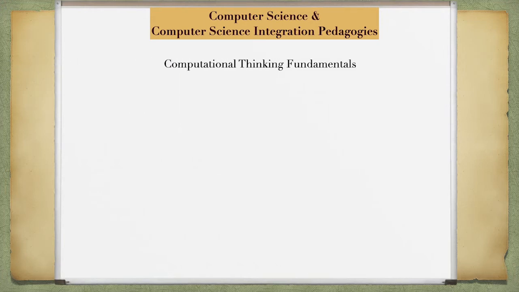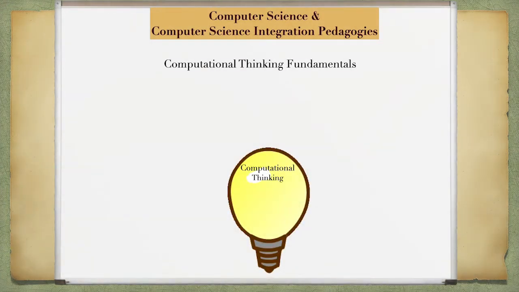Computational thinking fundamentals. The fundamentals of computational thinking consist of decomposition, abstraction, algorithm, pattern recognition, logical reasoning, and evaluation. Decomposition means breaking down a complex problem or system into smaller parts that are more manageable and easier to understand. The smaller parts can then be examined and solved, or designed individually as they are simpler to work with.